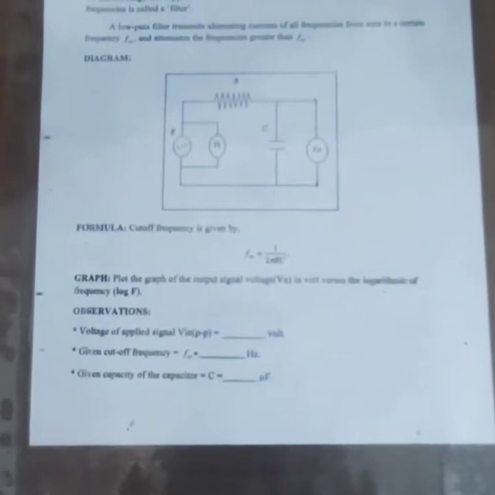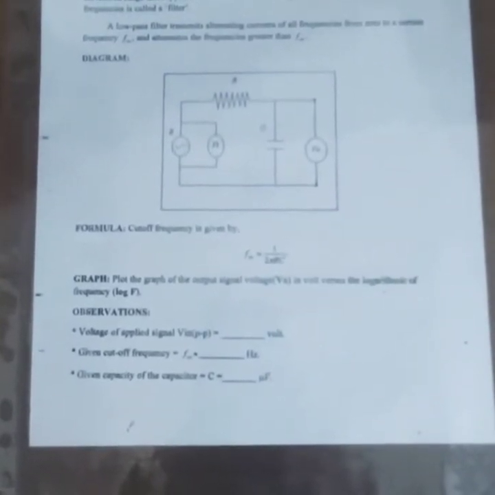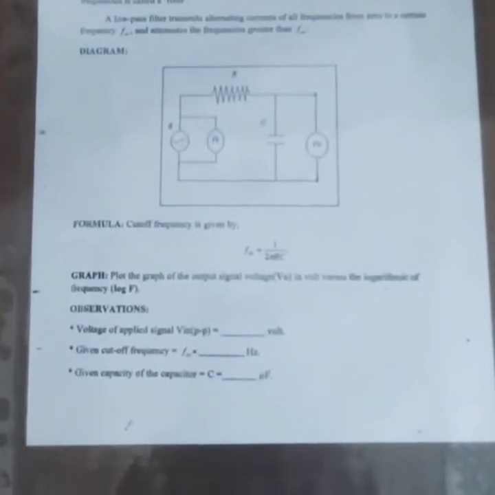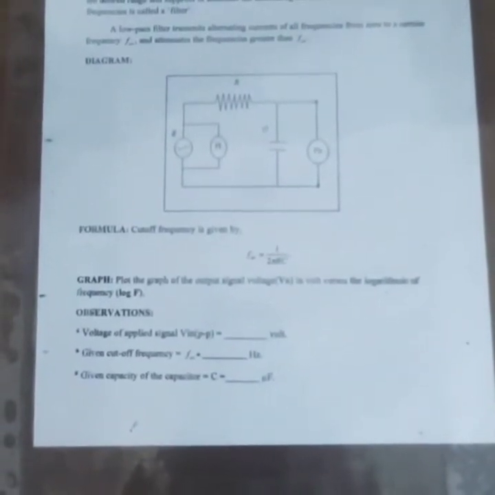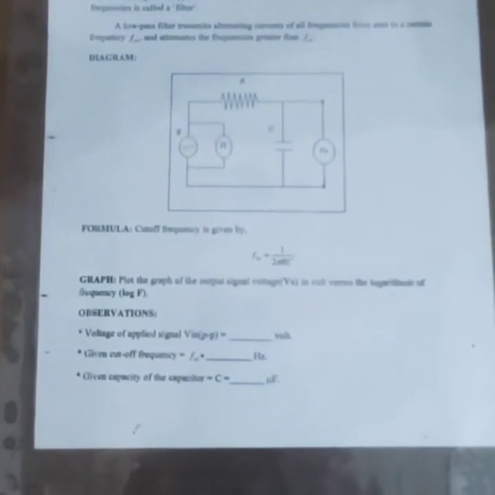Hello students, let us design a circuit of a passive low pass filter. It requires apparatus: resistor, capacitor, frequency generator, digital multimeter, breadboard, and connecting wires. Look at the circuit diagram of the low pass filter.